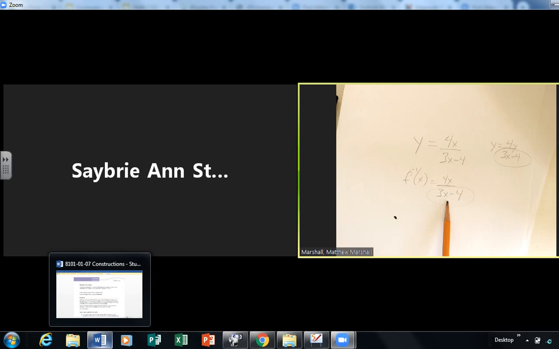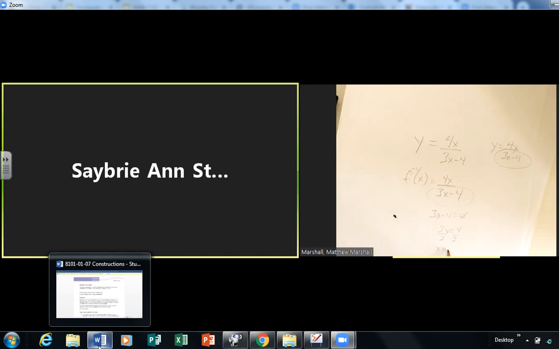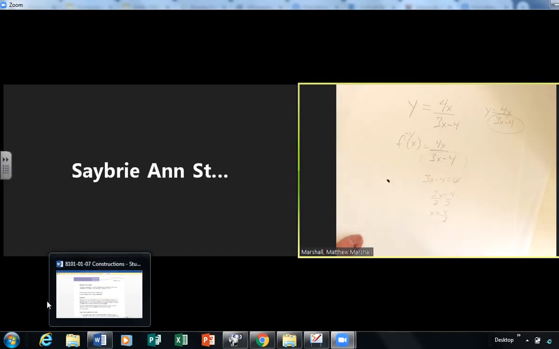Let's see, did I do something wrong there? I think that's good. So then, solving that for 0, giving you 4/3. So I guess if the domain and range are going to be the same, that would be negative infinity to 4/3, union 4/3 to infinity, like that, I guess.